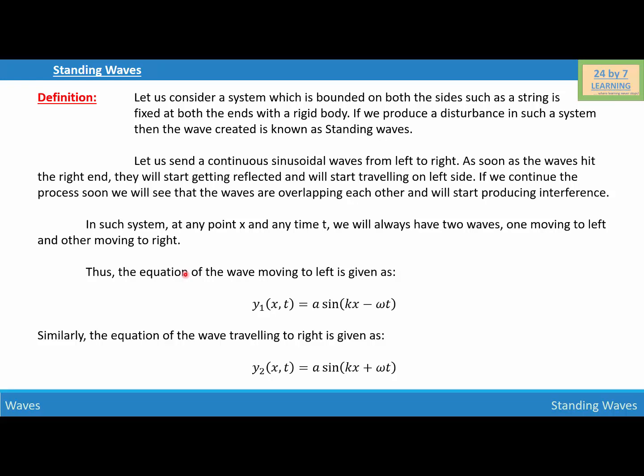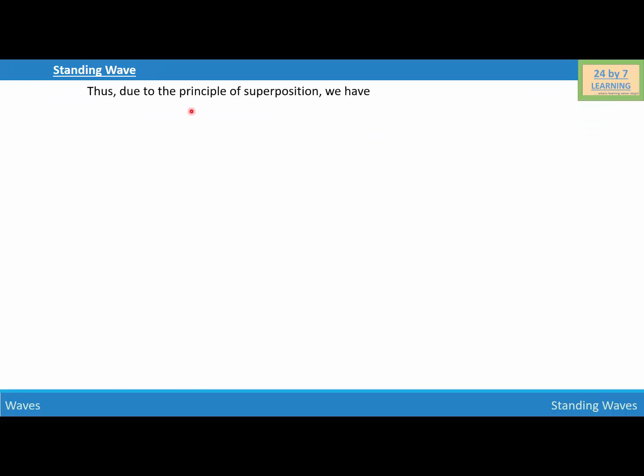Now I want to use the principle of superposition. Due to the principle of superposition, we can write y(x,t) equal to first wave plus second wave. So our equation is y(x,t) = a sin(kx - ωt) + a sin(kx + ωt). Now if we use the trigonometric formula and simplify this expression, we will get y(x,t) = 2a sin(kx) cos(ωt).